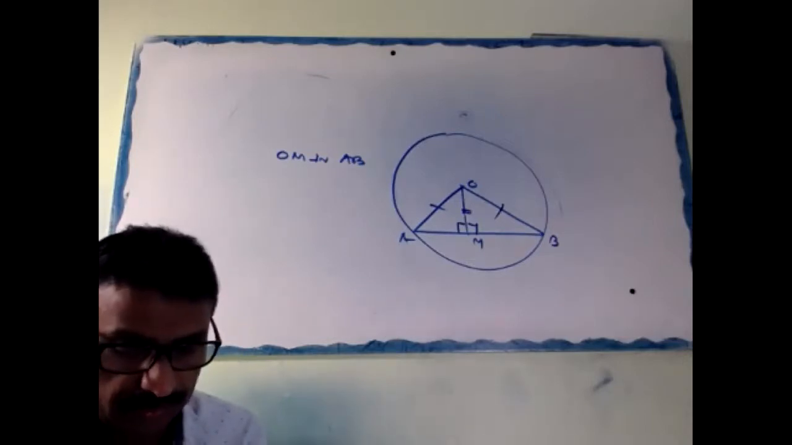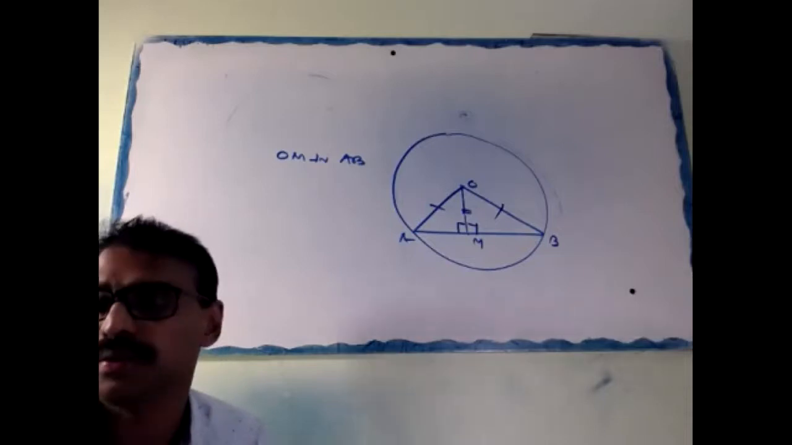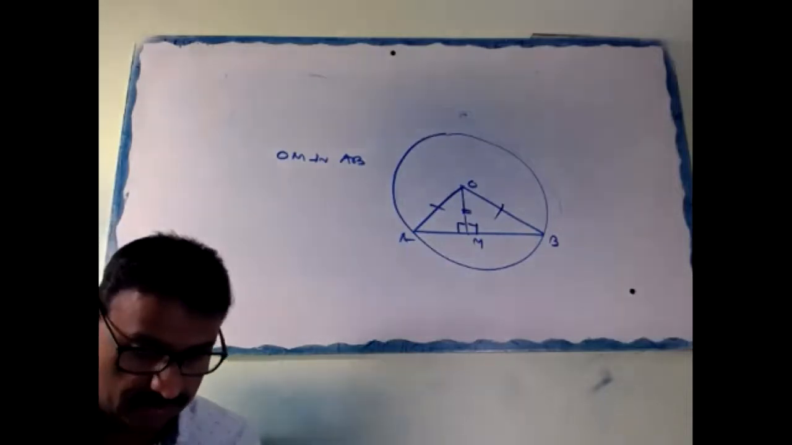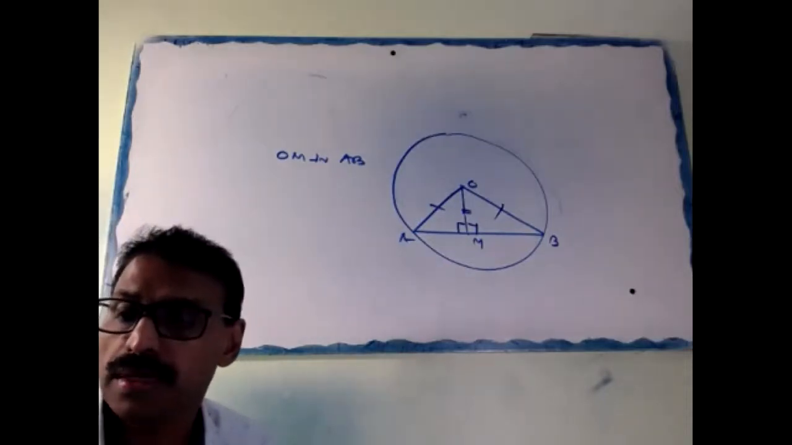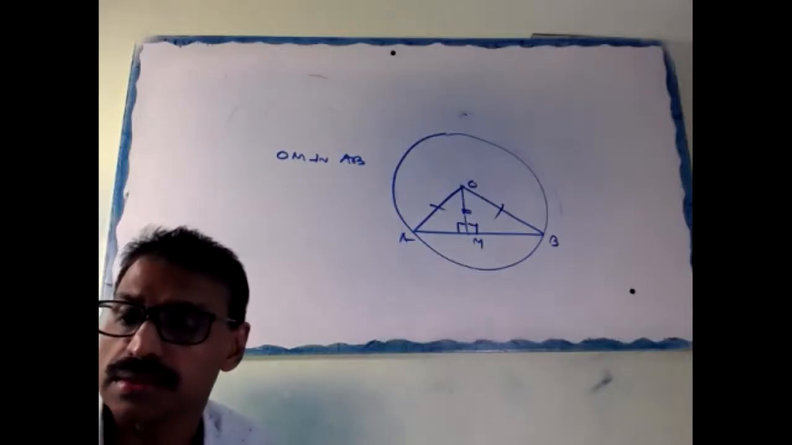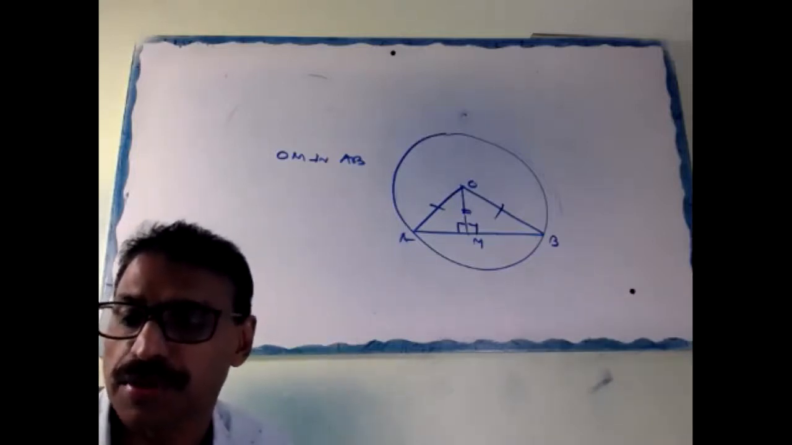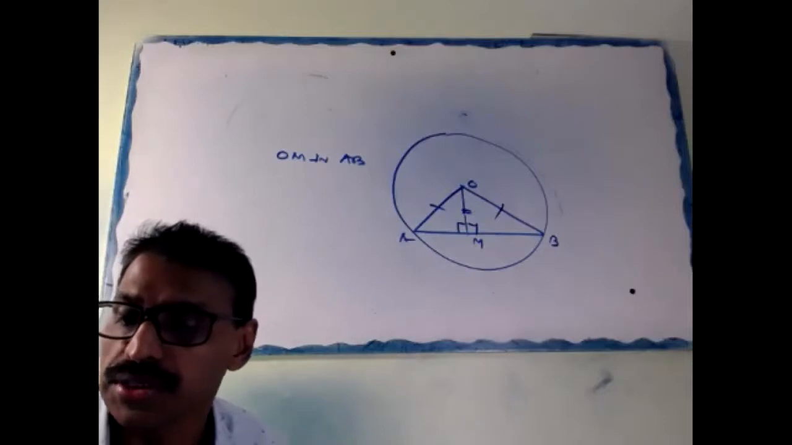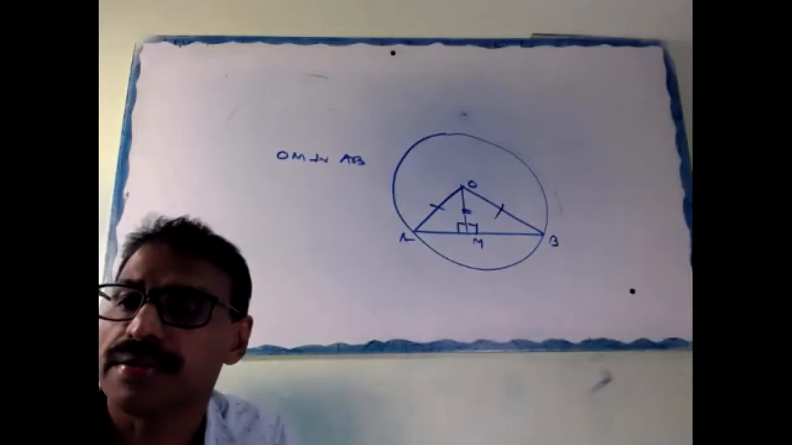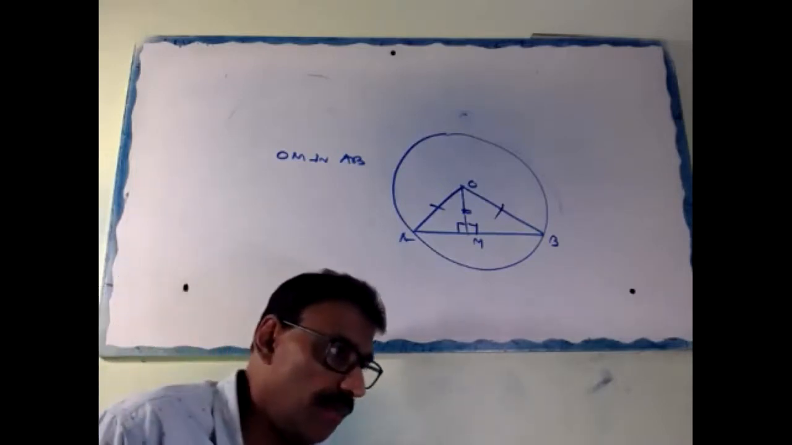The perpendicular from the center of a circle to a chord bisects the chord. Okay, clear now? Yes, every circle. So, what does theorem mean? A theorem is not only for one question. It is common. You have to use the compass. Don't draw freehand.